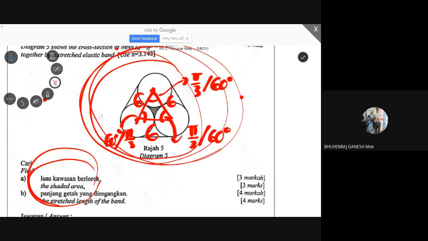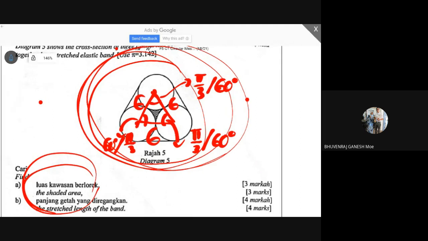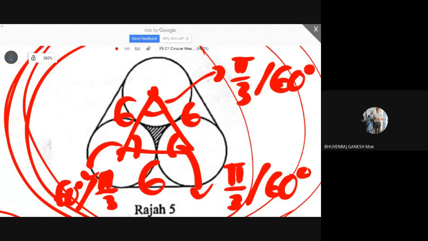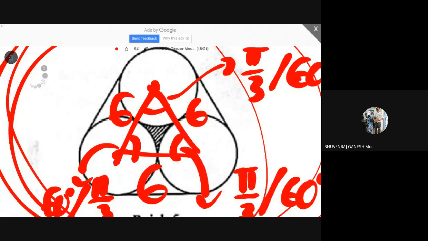So if you look at the diagram over here, where is the perimeter they want? They basically want all of this. The one I highlight with red, you see. The whole thing over here. This is the stretch length of band. Sometimes you might misinterpret the question, so I just tell you first lah. This is the perimeter they want. So can you tell me, guys, how to find this whole perimeter over here, the one I highlight? Any idea?